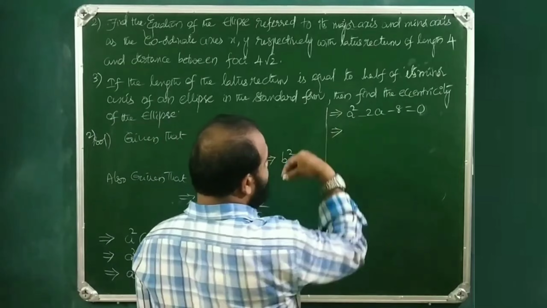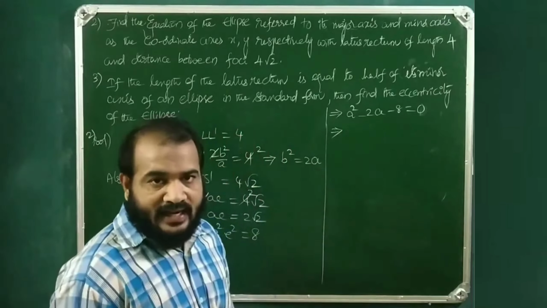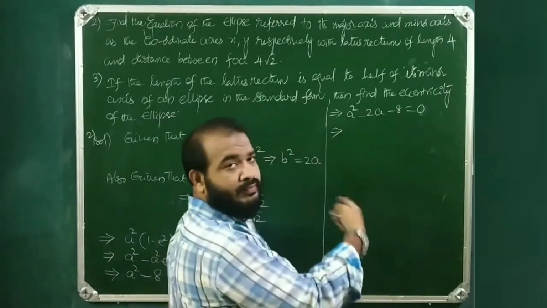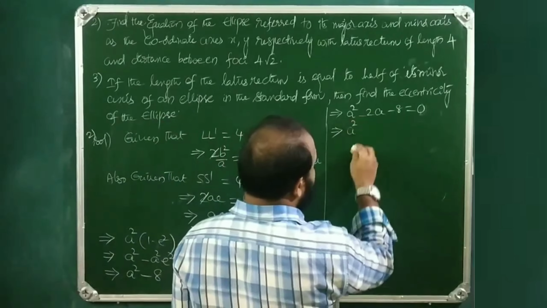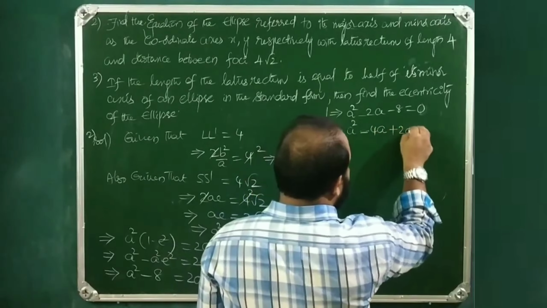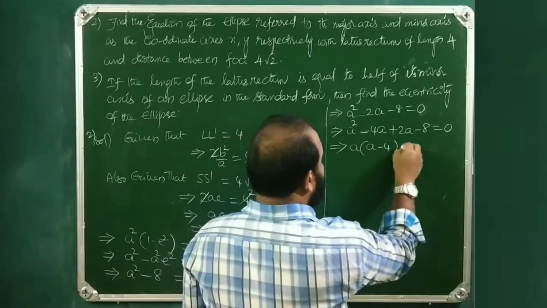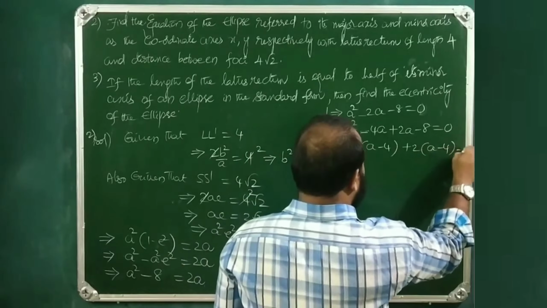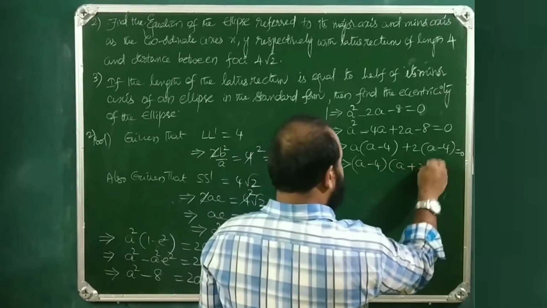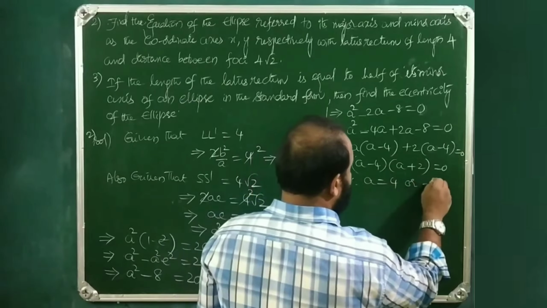So let us take the factors. 1 into minus 8, 4 twos are 8, minus 4 plus 2 is minus 2a. So this is a square plus 2a minus 4a minus 8 equals 0. a into a minus 4 plus 2 into a minus 4 equals 0. So this is a minus 4 into a plus 2 equals 0. Therefore, a is equal to 4 or minus 2.